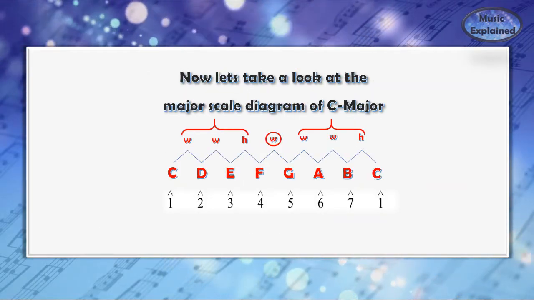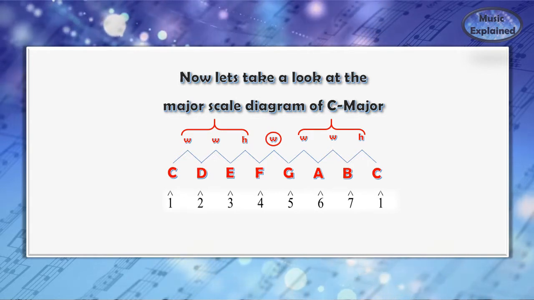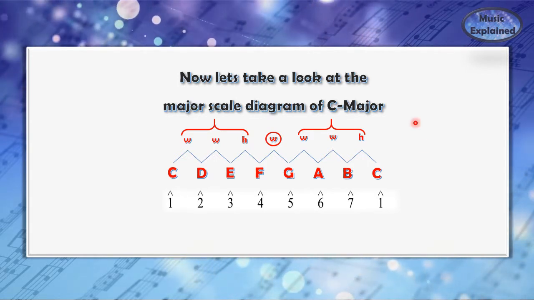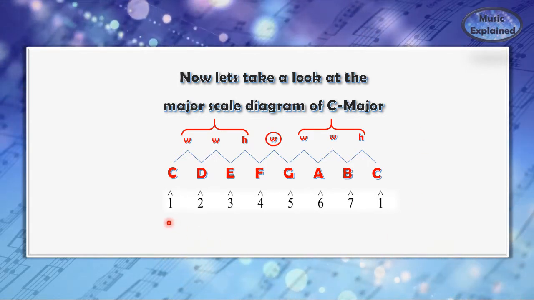Now let's take a look at the C major scale diagram. Here we also have the scale degrees, and they will help us figure out how to build all the other major scales. Now remember, we needed to have a half step between 3 and 4 and a half step between 7 and 1. Let's try and make the rest of our scales the same way.